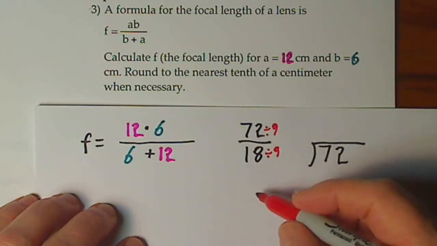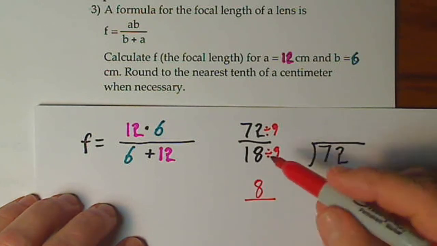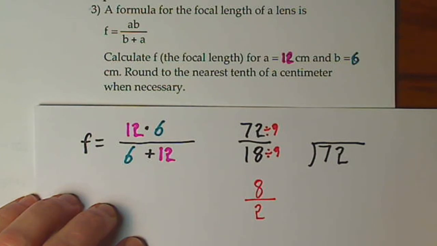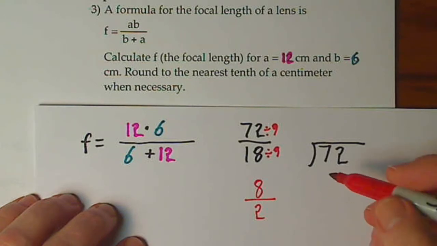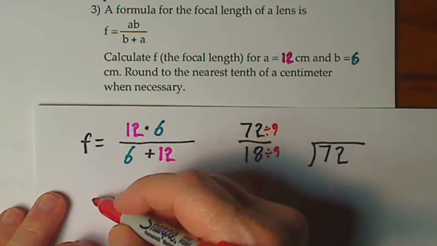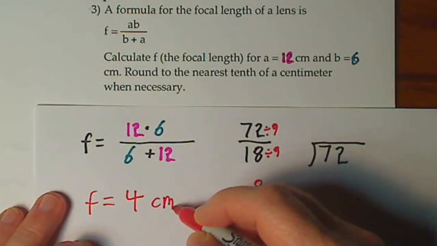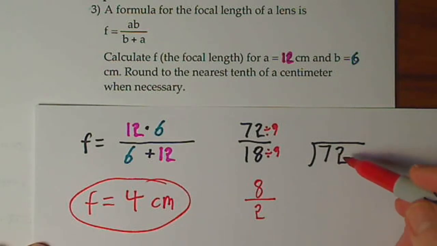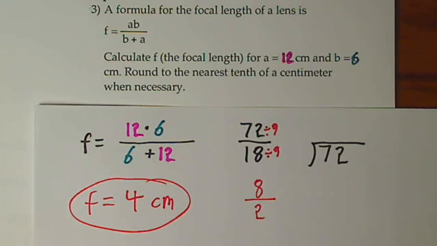72 divided by 9 is going to be an 8. 18 divided by 9 is going to be a 2. Looks like this is working pretty nicely. And 8 divided by 2 is simply a 4. So F is equal to 4 centimeters. Okay. If we had gone down the long road, it would have given us a 4, but this was just an easier way to proceed. So that takes care of number 3.